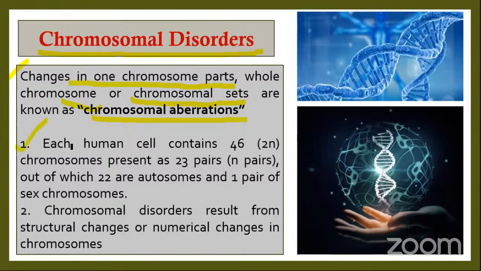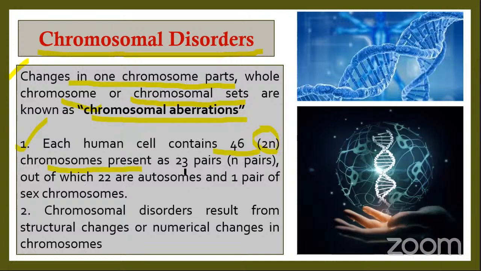See the PPT: each human cell contains 46 chromosomes. This is called the 2n state because there are two sets. Since there are two sets of chromosomes, it's called 2n. They are arranged in pairs. See, there are 23 pairs.